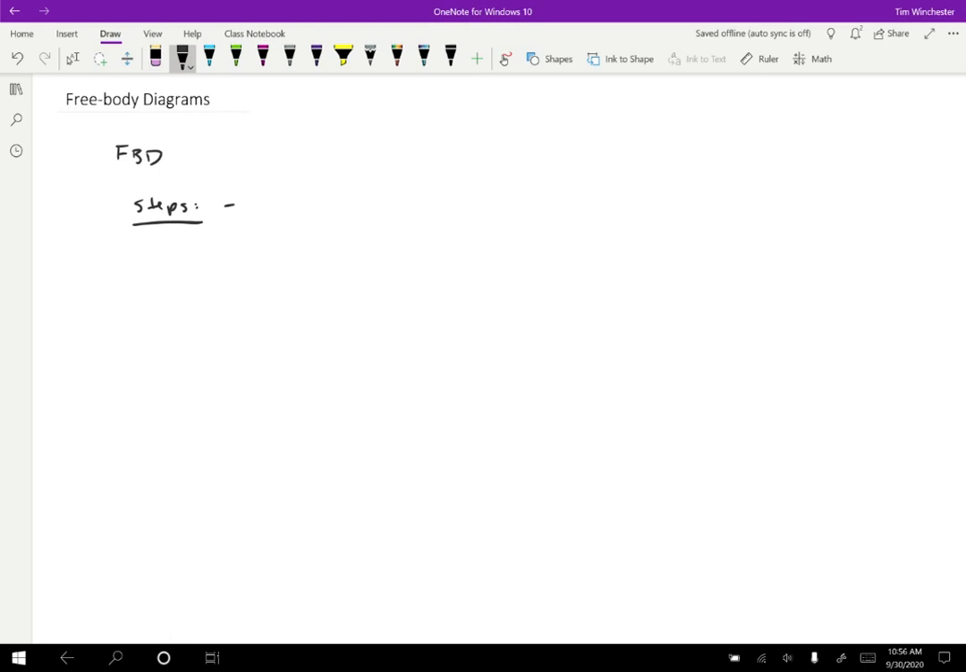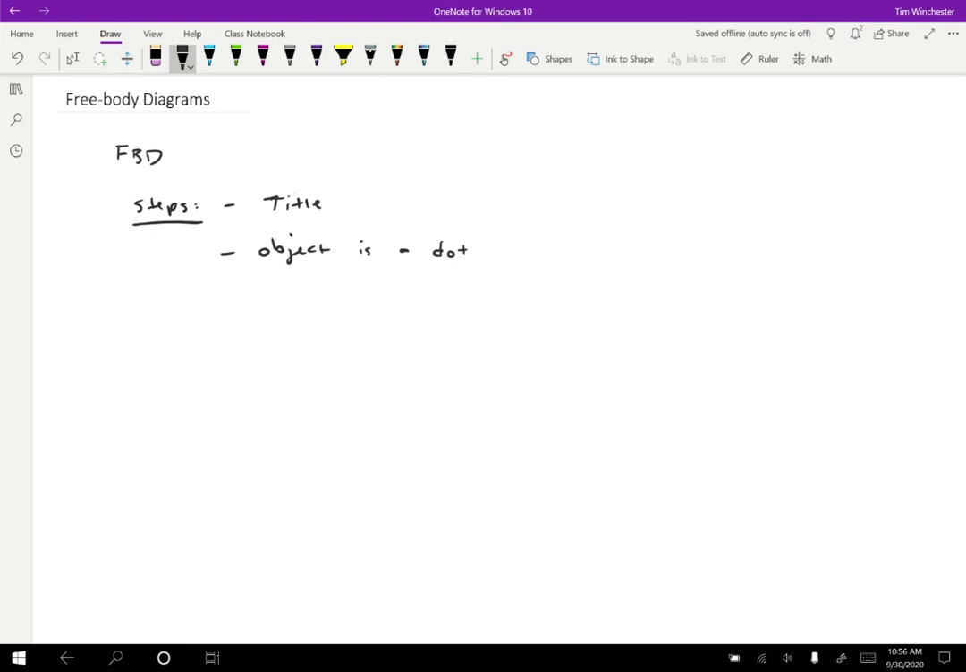Okay, so first you draw the title for the object. So if it's a ball, just write that it's a ball. If it's the earth, write that it's the earth. If it's a person, just name it as a person. Okay, and then you draw the object as a dot. We don't want to include any extra information about the shape of the object or anything like that. If it's a box, draw a dot. If it's a person, draw a dot.